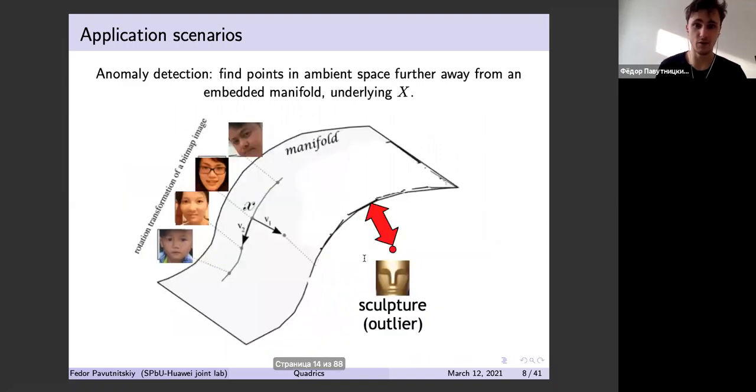But for us, the most interesting application will be anomaly detection. So let's return for a bit to a manifold of the images of dogs or face embeddings or anything.